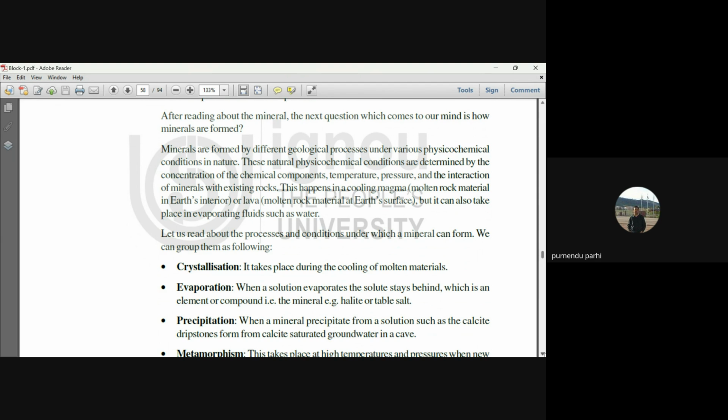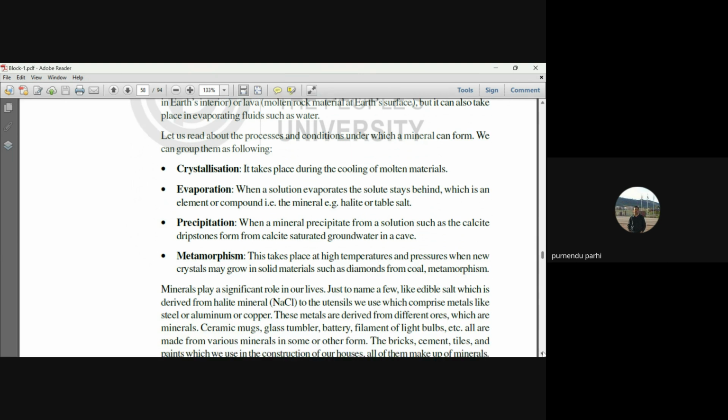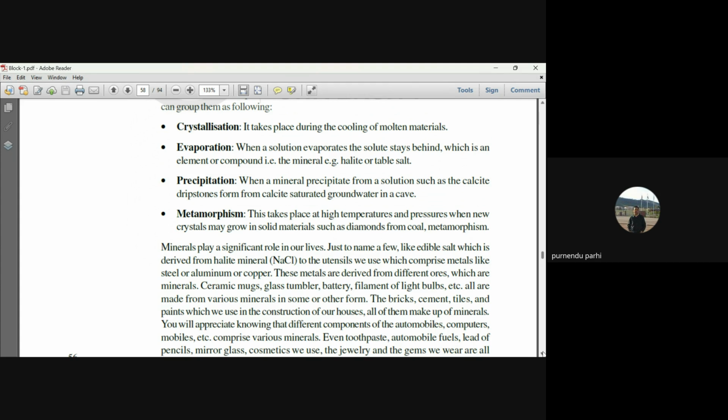We can group them as follows. Let us now define the processes under which the mineral can form. One is crystallization, the next one is evaporation, then precipitation, then metamorphism. Crystallization takes place during the cooling of molten mineral materials. Evaporation, when a solution evaporates, the solute stays behind, which is an element or compound, as the mineral, halite or table salt.